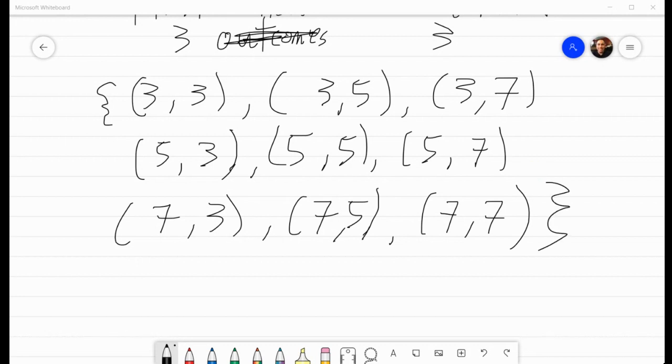That makes sense. Okay. I'm just trying to list all the possible outcomes here. I wrote it as ordered pairs. I thought that'd be easiest for everyone to understand. All right. Are there any questions on that?